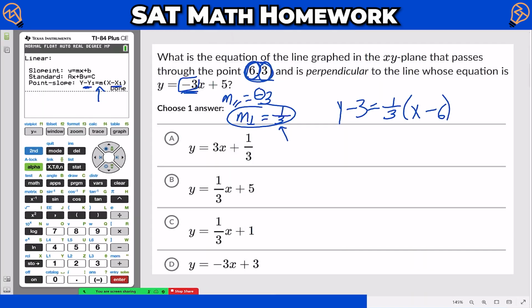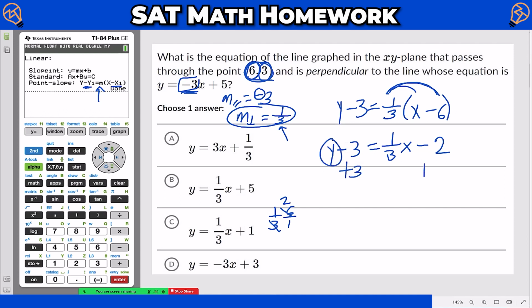So let's do that. So what we're going to do is distribute the 1/3 to both terms. We get a -6 times 1/3. I'm going to go off to the side just to show this. I like to put the 6/1 as well. We can cross cancel. We get 2. And then finally, to get y by itself, we're going to add 3 to both sides because this is a -3 right there. And notice that gives us 1/3 x plus 1. And that matches perfectly with option C.